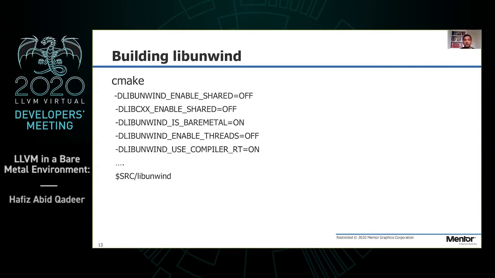Similarly, for libunwind, I have libunwind enable shared and libcxx enable shared. You need both of these to make sure that shared libraries are not being built or being used in the testing. And then we have libunwind is bare metal. This switches on some macros that are needed by the code. Then the next variables disable threading support. And the last one tells the system to use compiler RT.